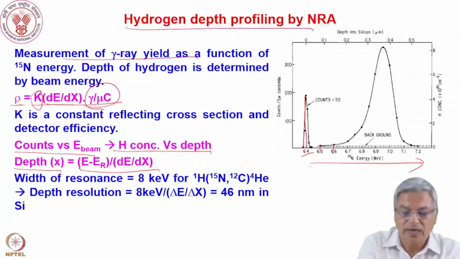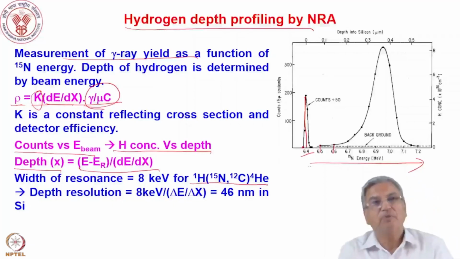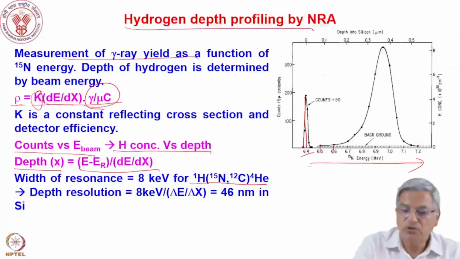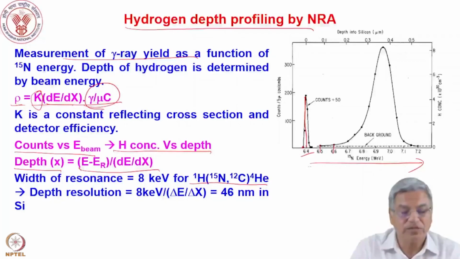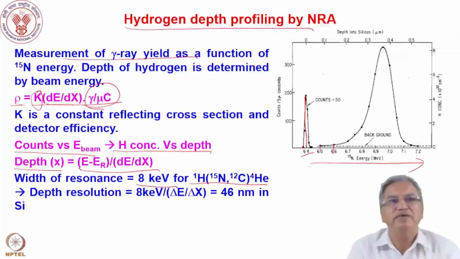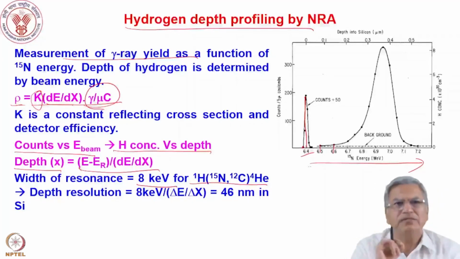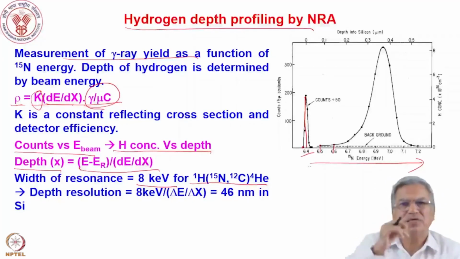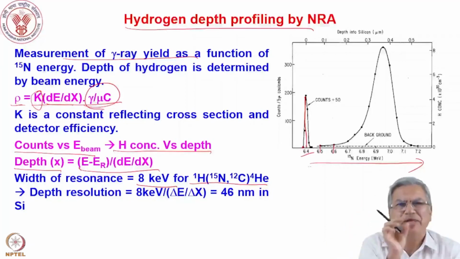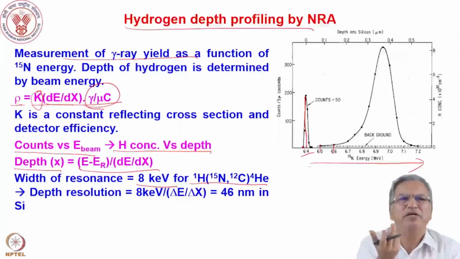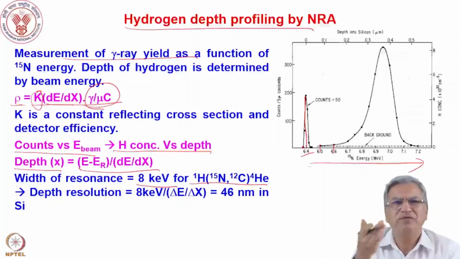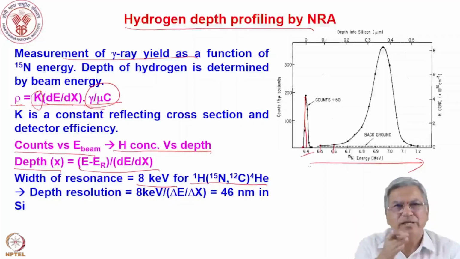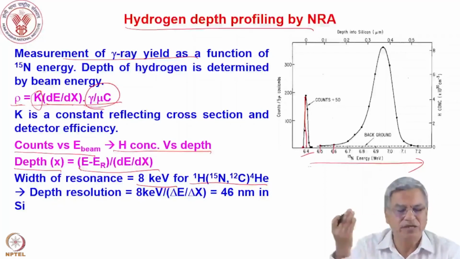For this nitrogen 15 bombardment of hydrogen, the resonance we saw in the previous slide had a width of only 8 keV. And that width determines the depth resolution, because if you vary the beam energy by less than 8 keV, it will not make a difference. When you vary by 20 keV, 30 keV, you will see the hydrogen at different depths. Up to 10 keV, you are probing the same hydrogen. So the steps of beam energy will be 20, 30 keV and so on.